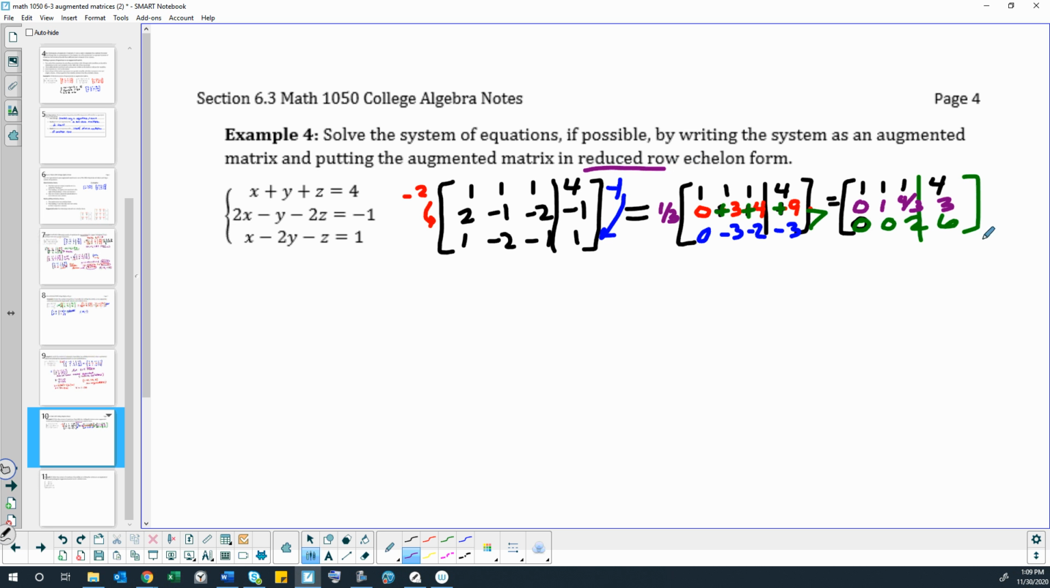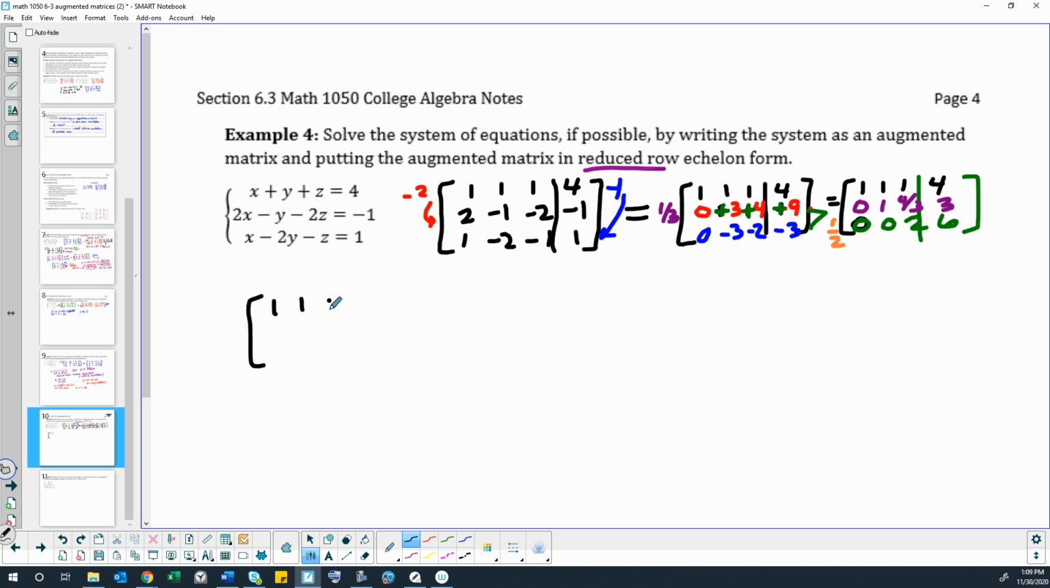I am supposed to be trying to get this to reduced though, so let's do that. So the 1 here is easy. All we have to do to get the 1 there is, I'm picking another color, multiply by 1/2, because then we get 0, 0, 1, and 3, which is awesome. Okay, let's find out what we've got.